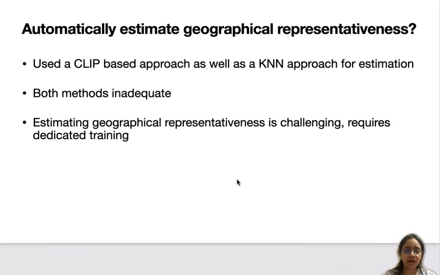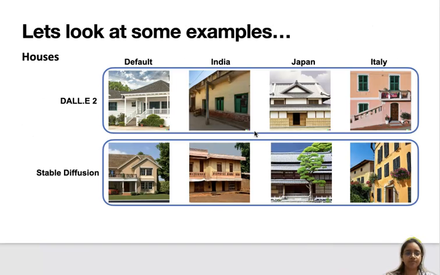We also attempt to automatically estimate geographical representativeness, and we use both a CLIP-based approach as well as a KNN-based approach, but we find that both methods are inadequate. So we find that estimating geographical representativeness is challenging. It requires dedicated training, and we find that it requires much more research.